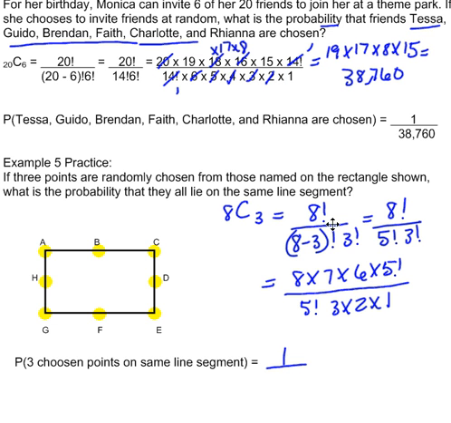Okay, let's see if you got this. It should be a combination of 8 items, 8 points, choose 3. Should be 8 factorial over 8 minus 3 factorial times 3 factorial. And so 8 factorial over 5 factorial times 3 factorial. So 8 times 7 times 6 times 5 factorial over 5 factorial times 3 times 2 times 1. The 5 factorials cancel. The 3 can cancel with the 6 and leave a 2, and this 2 can cancel, because 3 times 2 is 6, which leaves you 8 times 7, which is 56.